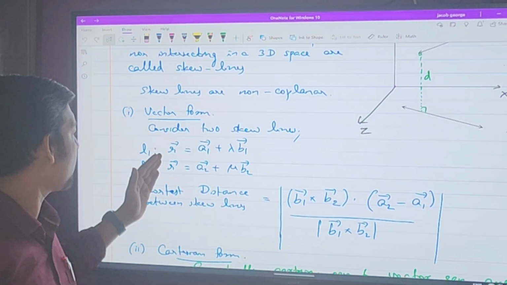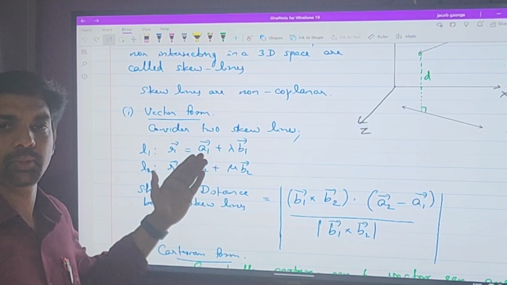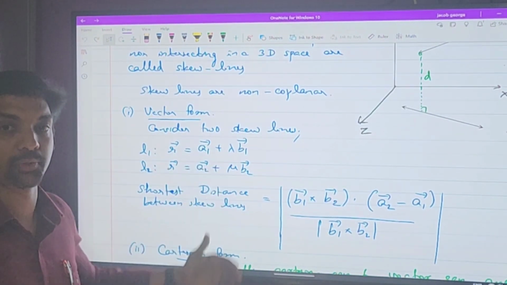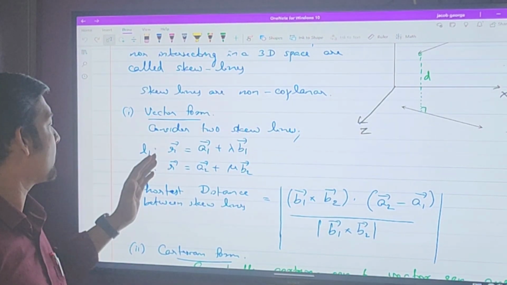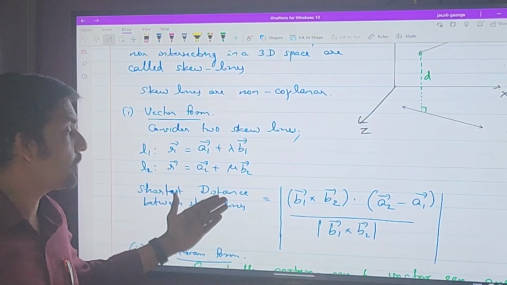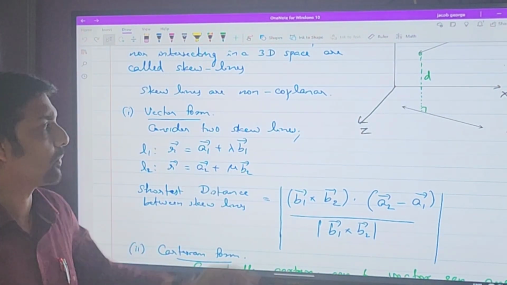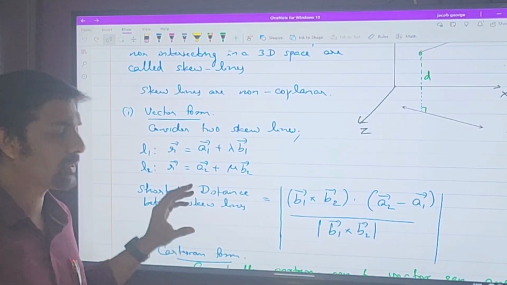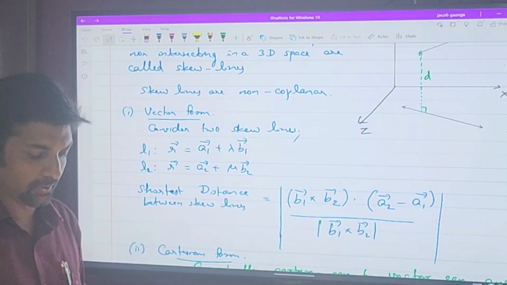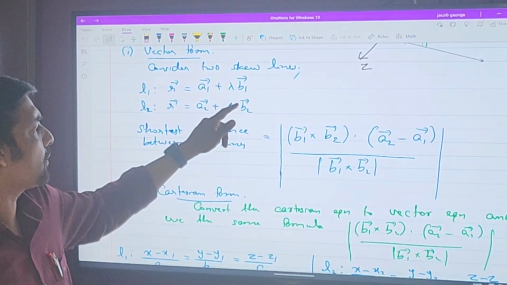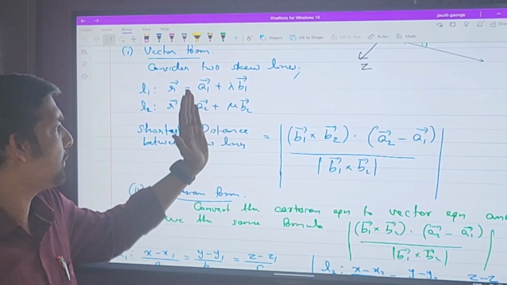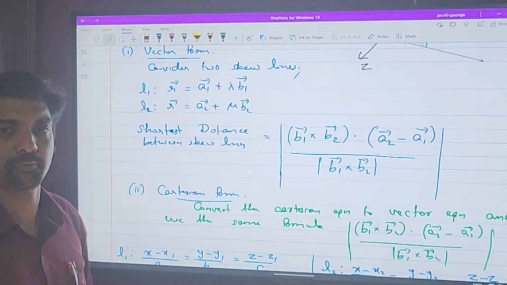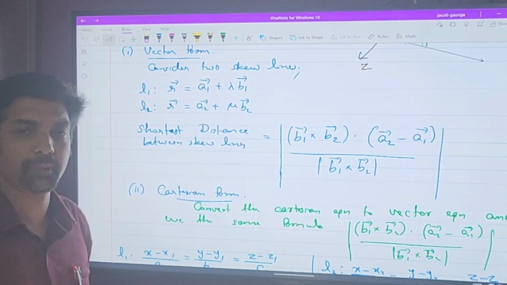The first line L1 is vector r equals vector a1 plus lambda times vector b1, where lambda is a constant. And the second line L2 is vector r equals vector a2 plus mu times vector b2. So these two lines in vector form can be written like this. Now there is a unique formula for finding the shortest distance. We have to take the parallel vectors from these lines. The parallel vectors are immediately after lambda and mu. You can see two vectors, vector b1 and vector b2. These two are called the parallel vectors.